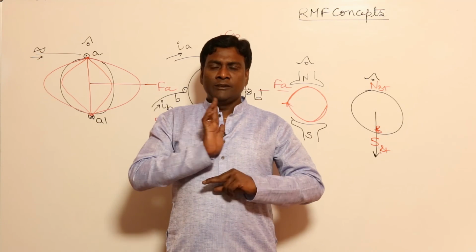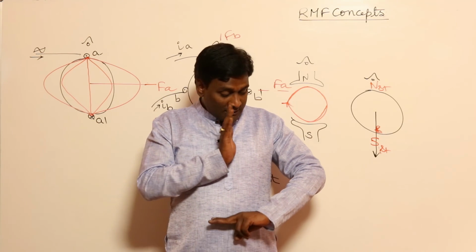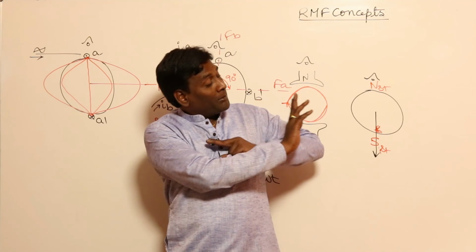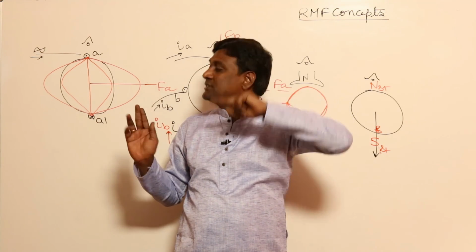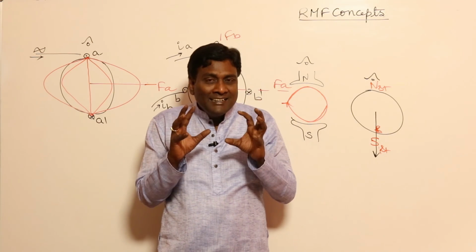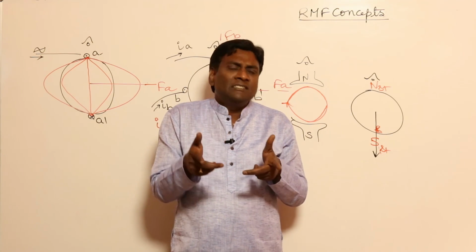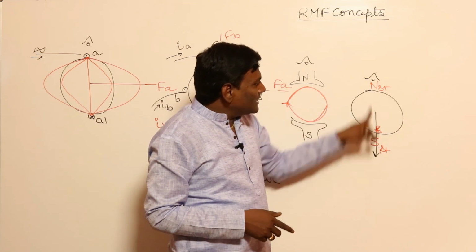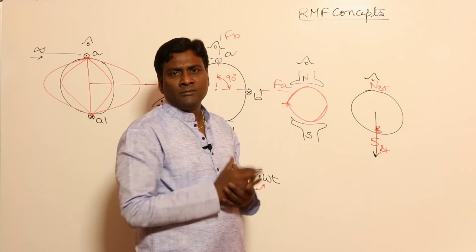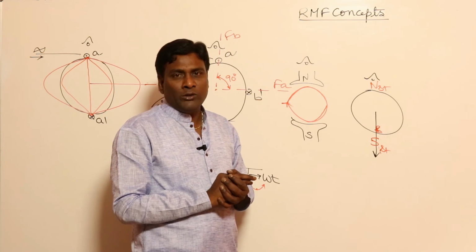one resultant MMF, for example, when it is here, the resultant MMF is here. So that resultant MMF is rotating, which means equivalently that the NS poles are rotating. Okay, so this is the concept of the rotating magnetic field.